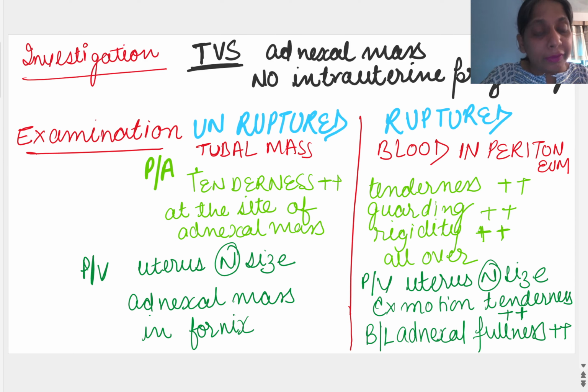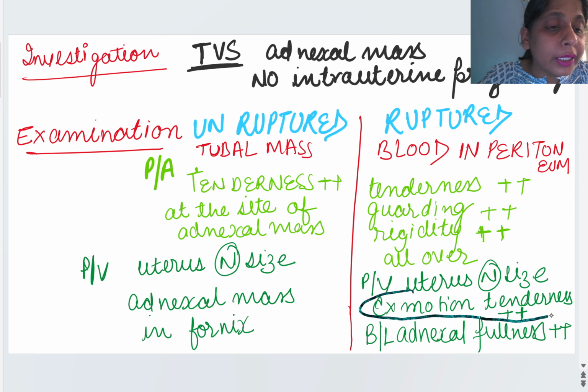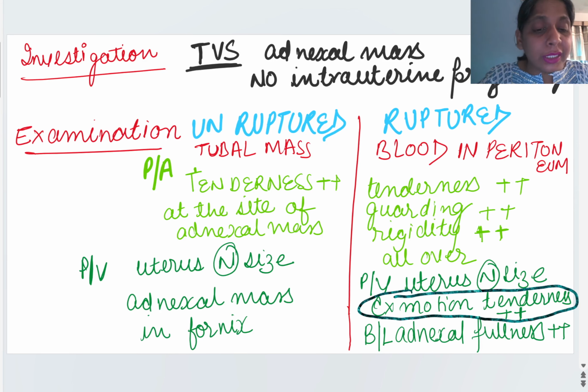Okay. On PV, the uterus will be of normal size again, but now there will be cervical motion tenderness. This is very important. Cervical motion tenderness is seen in two conditions in obs gynae or in whole medical science. Number one is ectopic, and number two is chronic PID. We will learn it in PID, don't worry. You just learn here: if it is a ruptured pregnancy, then there is cervical motion tenderness.